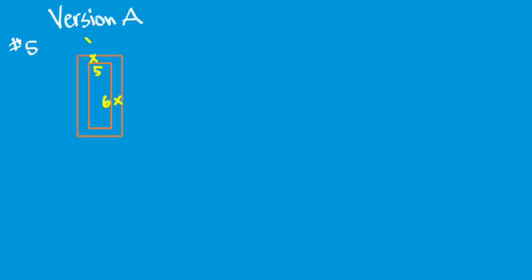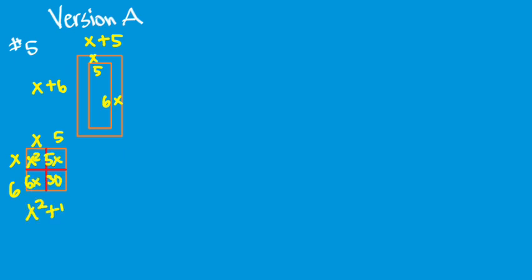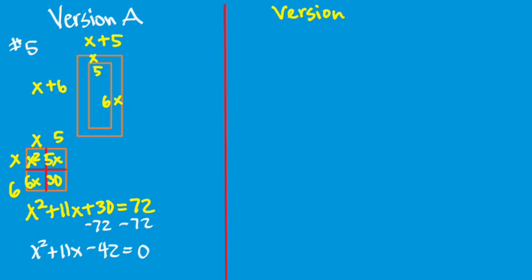On number 5, we have a swimming pool with a walkway. We see that we have the walkway plus the width and the walkway plus the length, getting us another binomial times a binomial to find the area of x squared plus 11x plus 30 equals, on this pool, it's 72. On the other two, it equals something else, right?